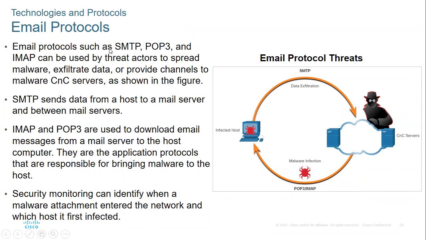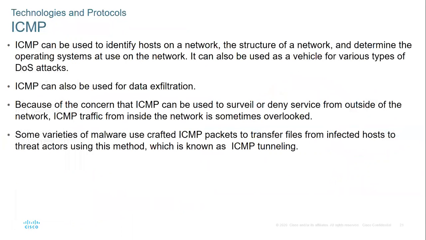You see, when you're sending an email, SMTP is the one which is involved. So they can use SMTP to steal information. They can use either POP3 or IMAP to bring in malware into your organization, okay? Or to use it to communicate with the C&C servers. All right.